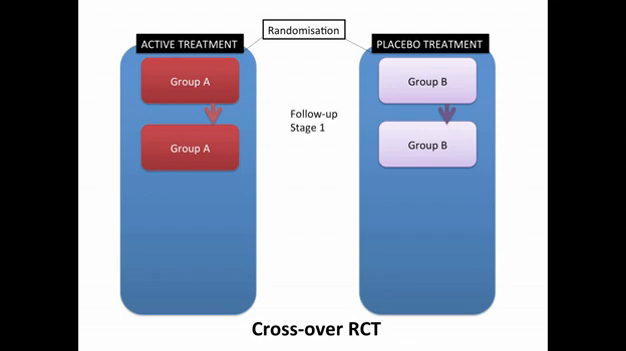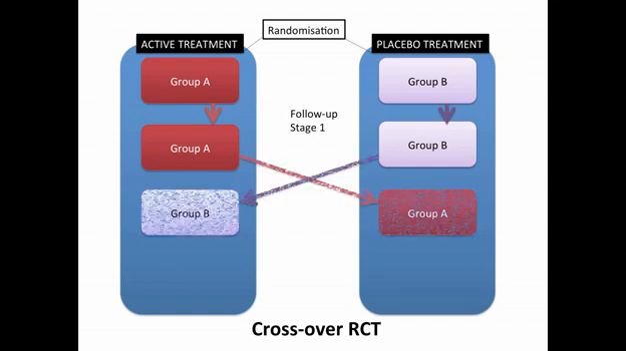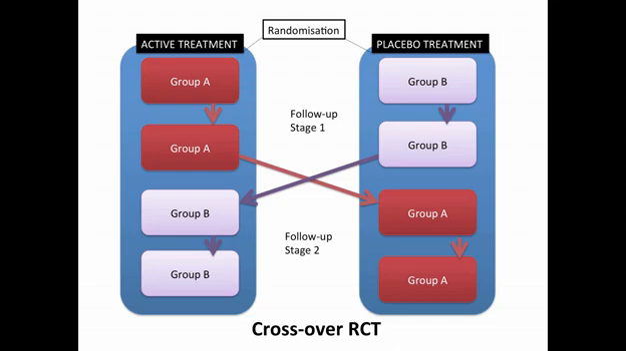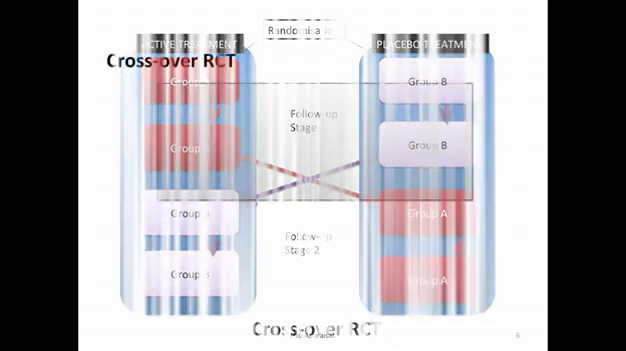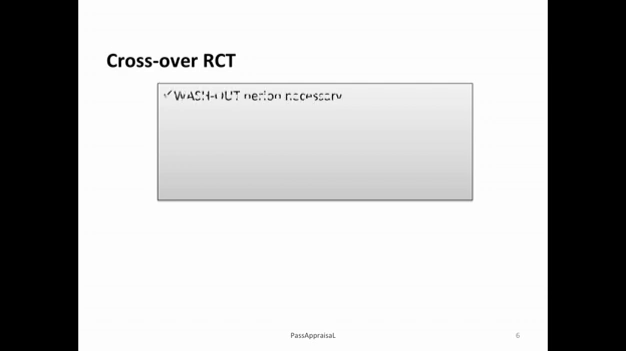In the first stage, you follow them up and evaluate treatment response as you would do in any parallel two-arm RCT. In the next stage, group A is given placebo treatment and B is given active intervention. Thus, a crossover takes place with another follow-up stage. This is called a crossover randomized controlled trial. A washout period is often required between the two stages of a crossover RCT.